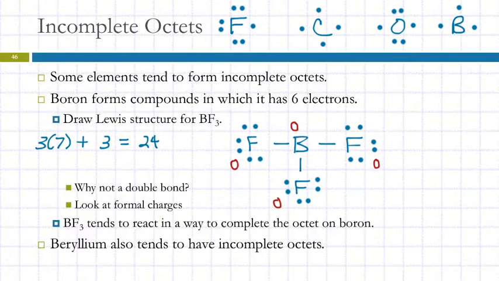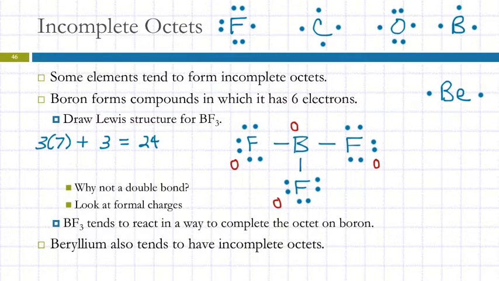Beryllium also tends to have incomplete octets. Let's draw the Lewis structure for beryllium. How many valence electrons does beryllium have? Only 2. How many bonds do you think beryllium tends to form? 2. Okay. Because when it forms 2 bonds, its formal charge will be 0. So that's the most likely scenario.